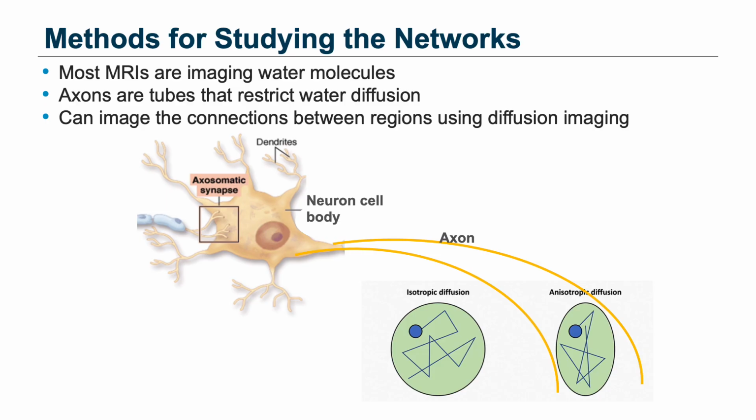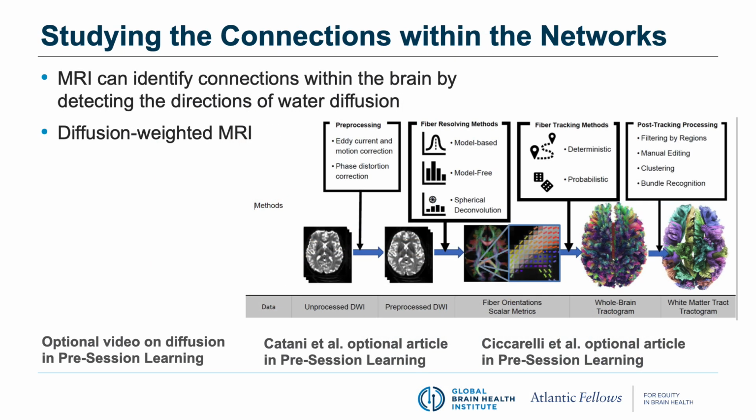And essentially, by imaging which directions water is moving, and how intensely, you can get estimates of the size and the integrity of white matter tracts that we were talking about earlier in the first talk within the brain. And so that's essentially what this kind of imaging does. We call this diffusion weighted MRI. In other words, it's MRI that is designed to detect the strength and the direction of diffusion of water within the brain.